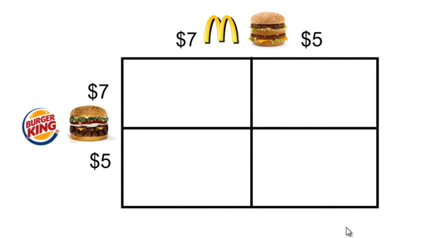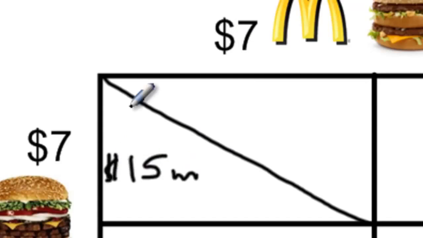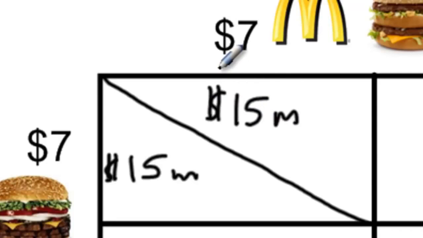What the values will tell us is the level of economic profit that Burger King and McDonald's will earn based on their pricing decision. For example, if both Burger King and McDonald's choose to price their meals at $7, then the level of economic profit expected to be earned by Burger King will be $15 million, and the level of economic profit that McDonald's can expect to earn will be $15 million. In other words, the two firms will split the market for hamburger meals. Each firm will earn a profit of $15 million.